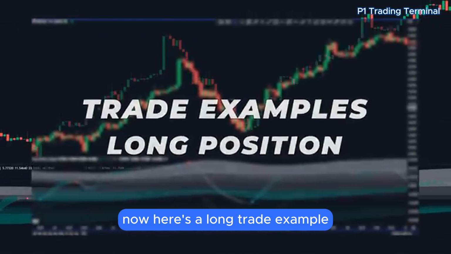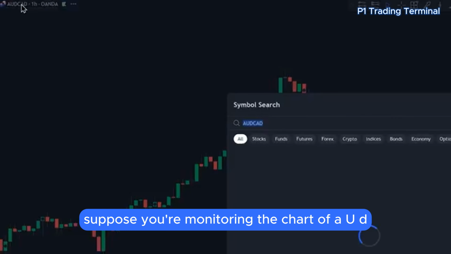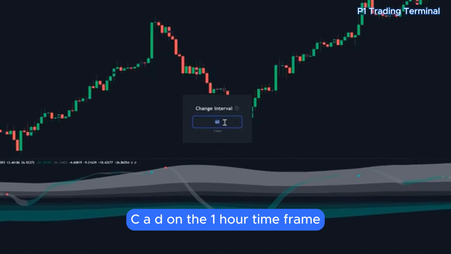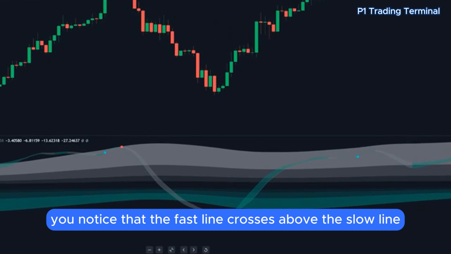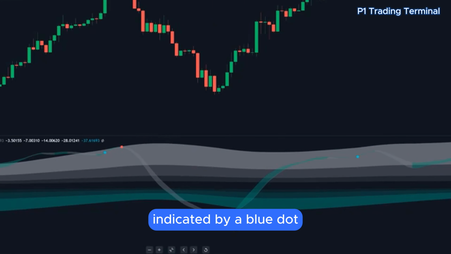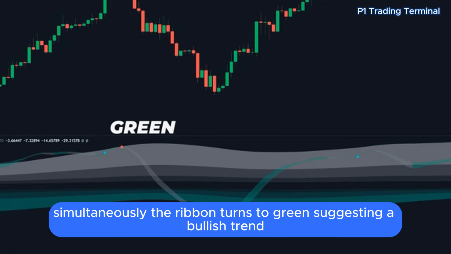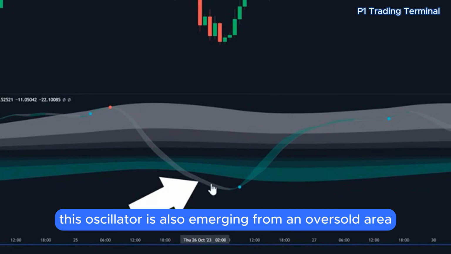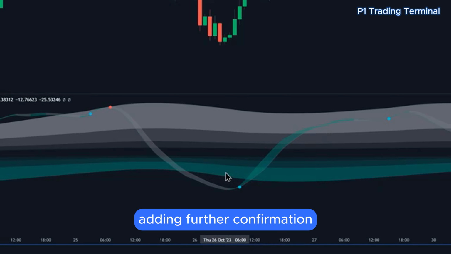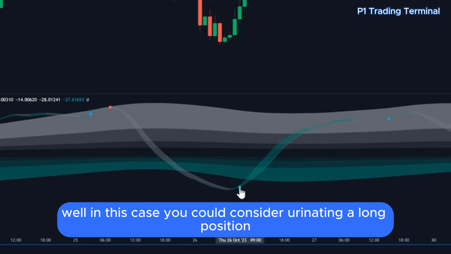Now here's a long trade example. Suppose you're monitoring the chart of AUDCAD on the 1-hour time frame. You notice that the fast line crosses above the slow line, indicated by a blue dot simultaneously. The ribbon turns to green, suggesting a bullish trend. On top of all that, this oscillator is also emerging from an oversold area, adding further confirmation. Well, in this case, you could consider entering a long position.